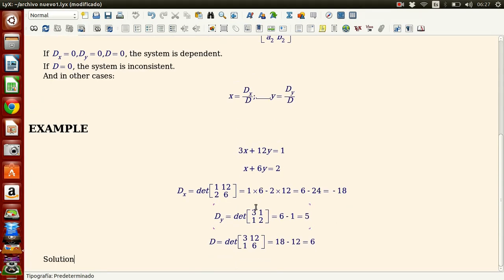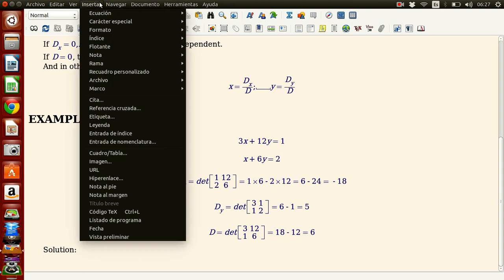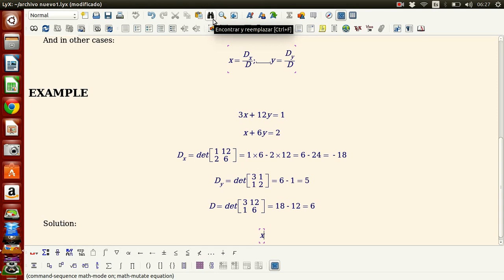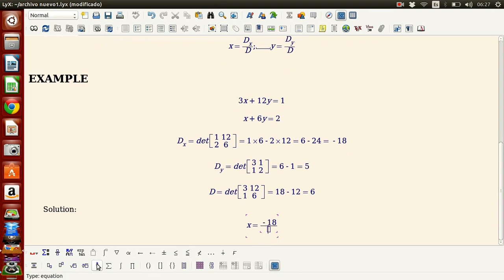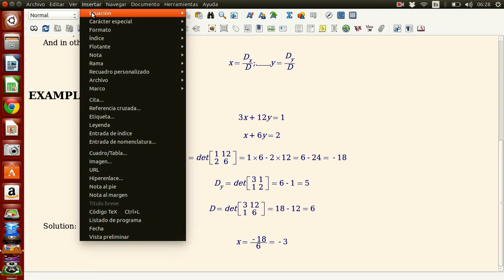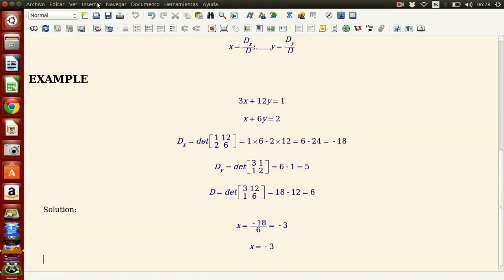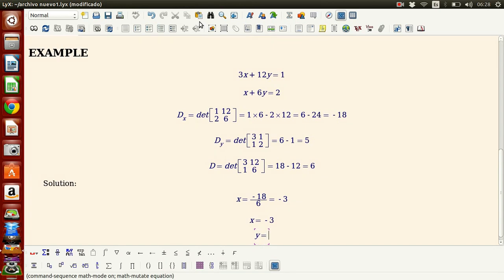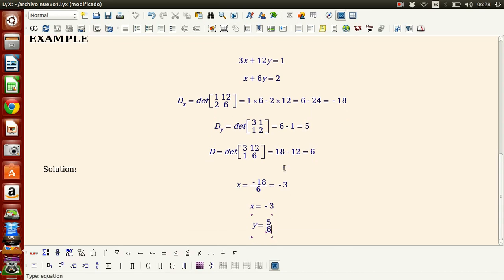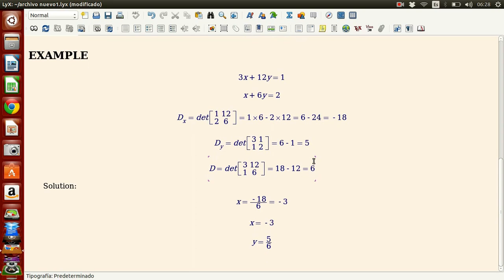So the solution of the system. x is Dx, minus 18, divided by D, 6. So x is minus 3, and y is Dy divided by D, so y equals 5 divided by 6. And this is the solution of the system.